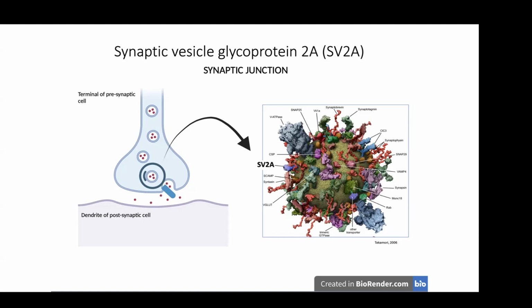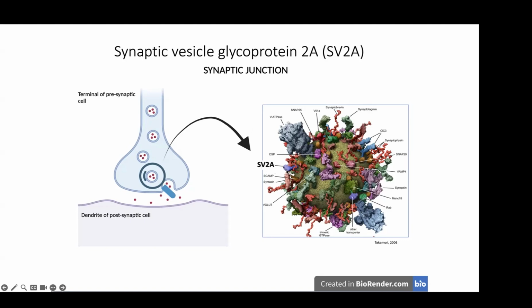So, going to the studies that allow us to examine synaptic density in humans. Here we have the presynaptic axon, we have the vesicles, we have the synaptic junction, and here we have the postsynaptic cell. If we zoom in on a vesicle, we see all of those transmembrane proteins, and some of those transmembrane proteins are the classic markers of synaptic density, like synaptotagmin and synaptophysin.